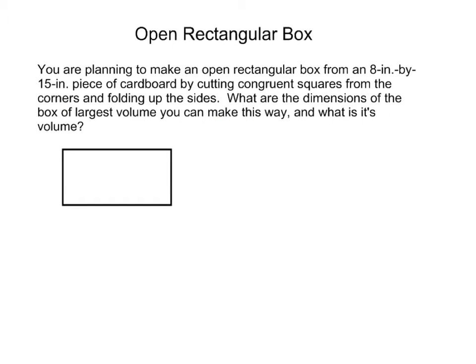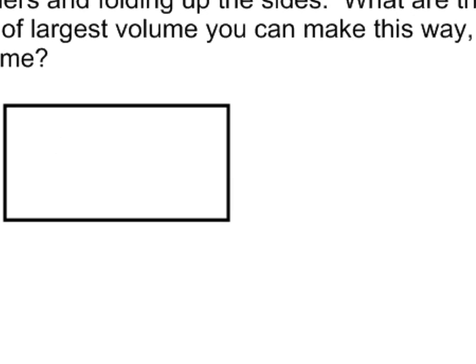Okay, so let's go ahead and draw a picture of what we're looking at here. We have a rectangular piece of cardboard, and we're going to make a box out of that. And so what we would do to make a box out of this cardboard is we would cut out congruent squares out of each of these corners, okay?